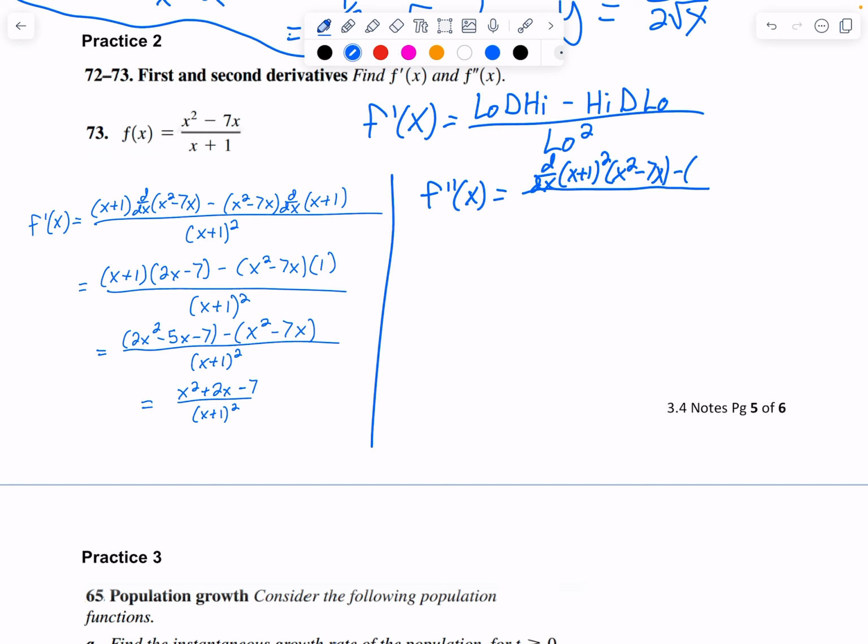Okay, then it's high, x squared. I don't think we're using the right ones. So this becomes, okay, low would be the square, and then high would be x squared plus 2x minus 7, minus high, which is x squared plus 2x plus 7, times, oh, that's supposed to be derivative of that.